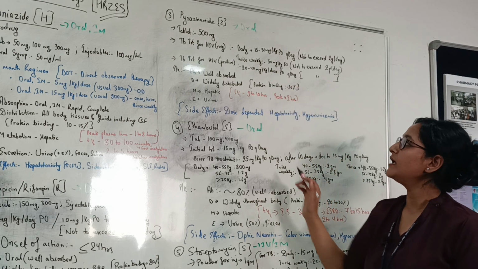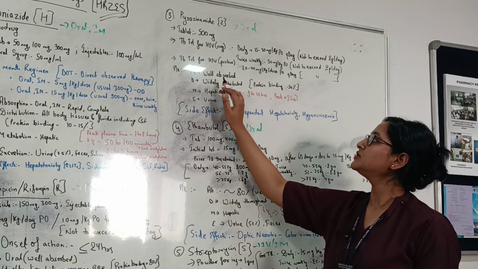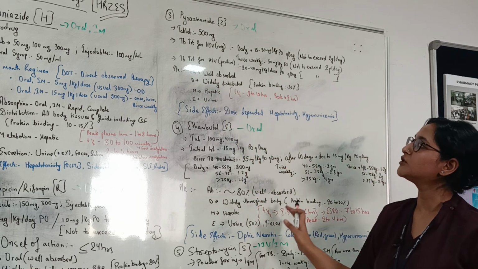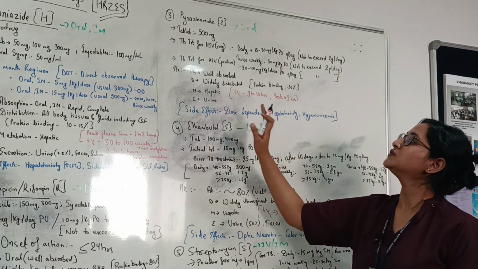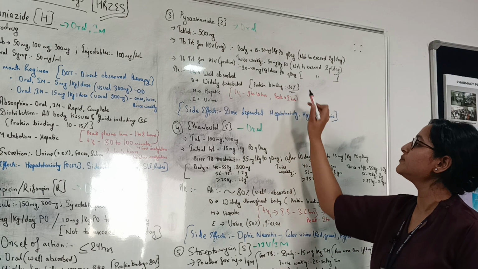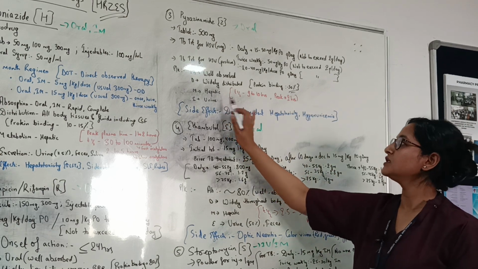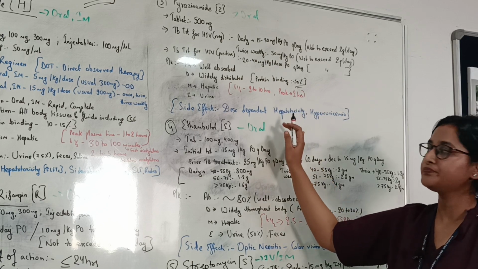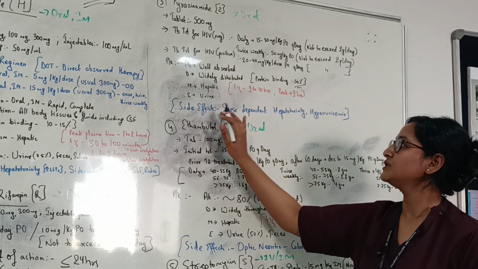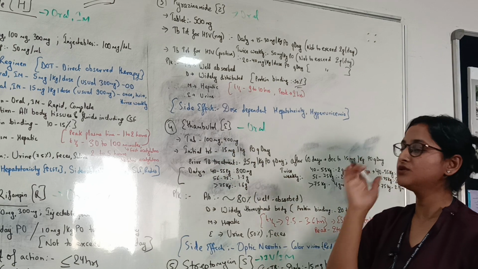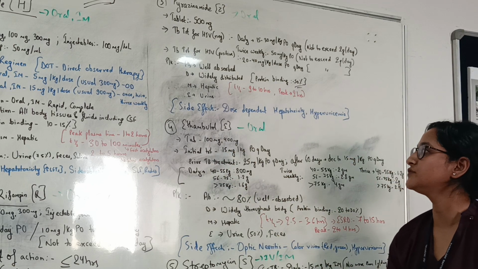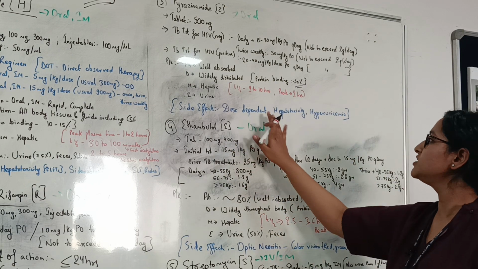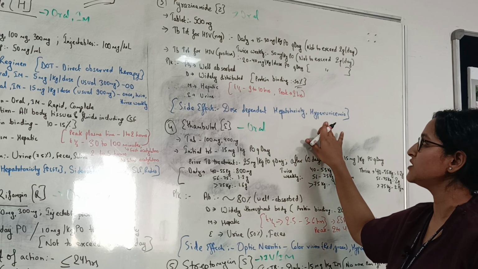Coming to pharmacokinetics, the drug is well absorbed in the body and widely distributed. Protein binding is 50%, and it is metabolized in the liver. T half-life is 9 to 10 hours. Peak plasma time is 2 hours, and it is excreted in urine mostly in the unchanged form. The side effects are dose-dependent hepatotoxicity and hyperuricemia.